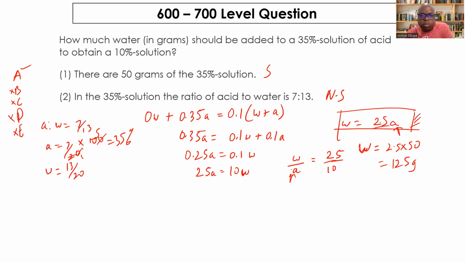And this is how you would approach data sufficiency questions that have mixtures in them. You need to just know the approach. Come back again, and next time we look at other questions that would also follow the same approach, or different approaches in various questions. Thank you and bye.